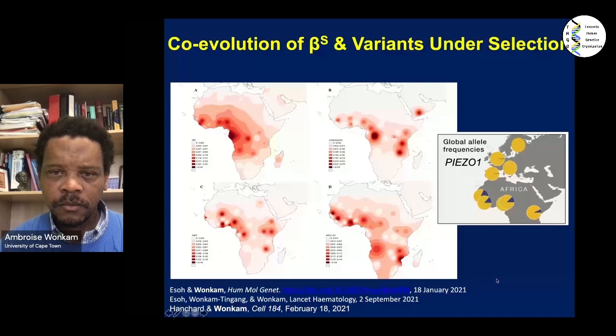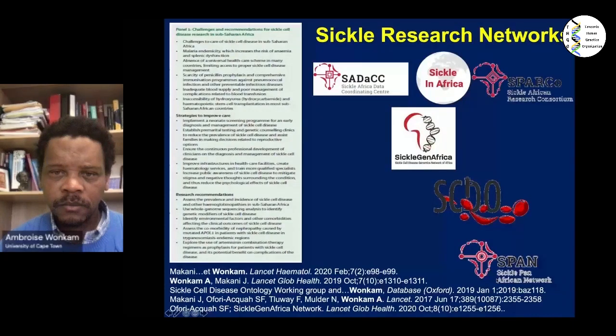So hopefully we now have a good network for research on the continent, starting with the Sickle in Africa Consortium between SADC and SPARCO, SickleGenAfrica under the leadership of Solomon, the Sickle Cell Disease Ontology that was started by Nicki Mulder, and the Sickle Pan-African Network that will be the umbrella for all these organizations.